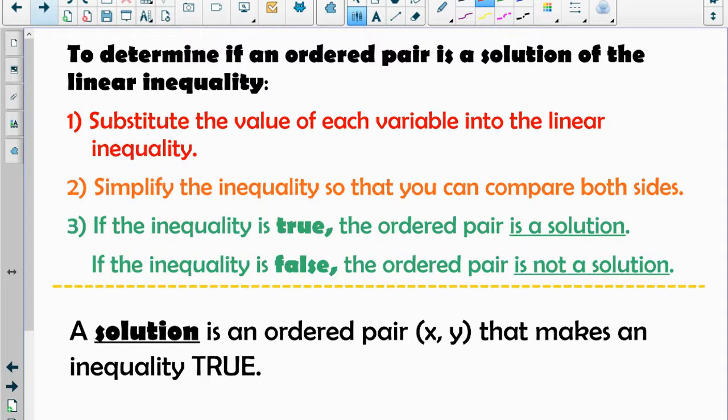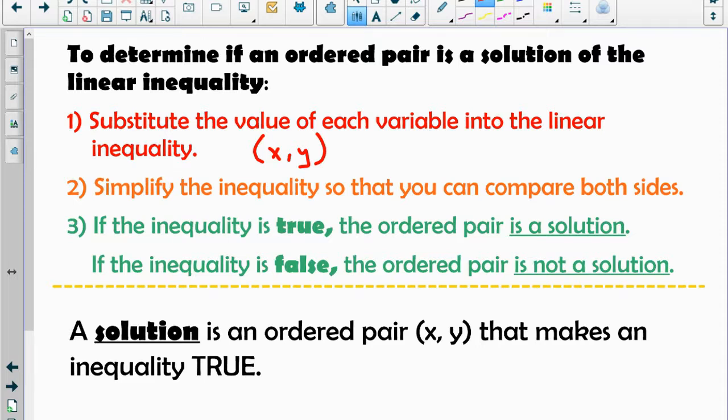To determine if an ordered pair is a solution of the linear inequality, which is our goal today, here are our three steps. The first step is to take the values of each variable and substitute them into the linear inequality. Substitute the first coordinate in for x, the second coordinate in for y. Just remember, every ordered pair has an x and a y coordinate to substitute into the inequality.